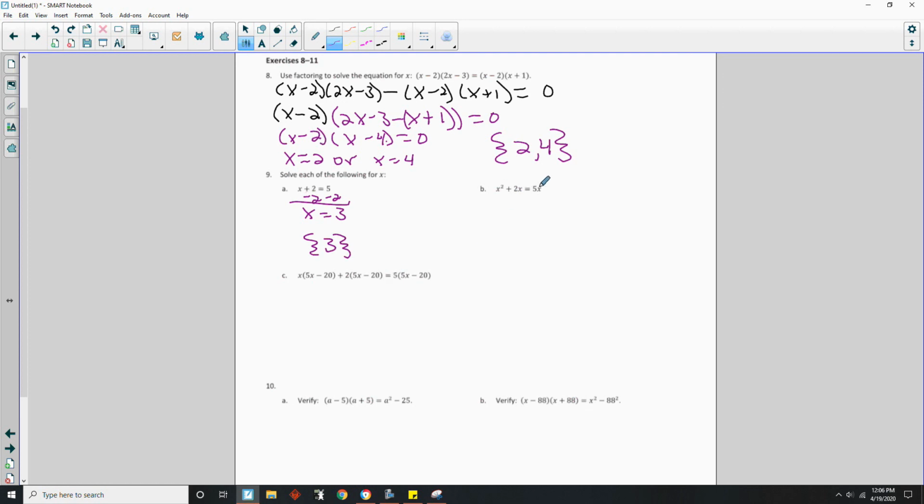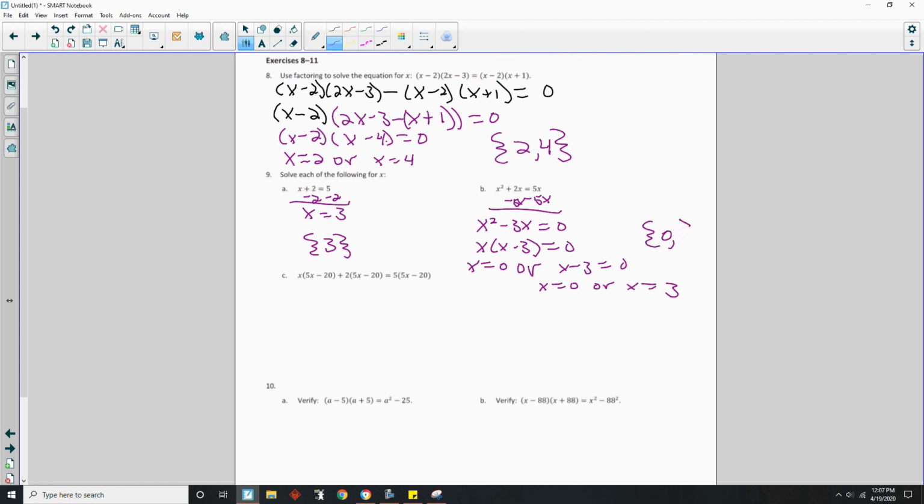X squared plus 2x equals 5x. First thing I would do is subtract 5x from both sides. Subtract 5x, subtract 5x. That'd be x squared, 2x minus 5x is negative 3x, equals 0. Factor out an x and I get x times x minus 3 equals 0. X equals 0 or x minus 3 equals 0. Therefore, x equals 0 or x equals 3.